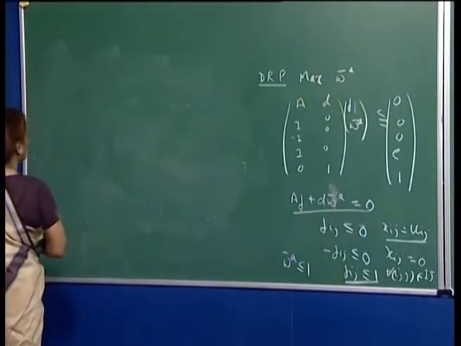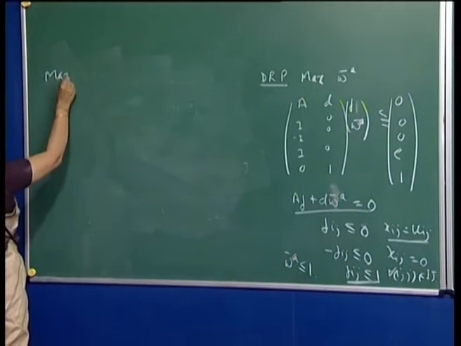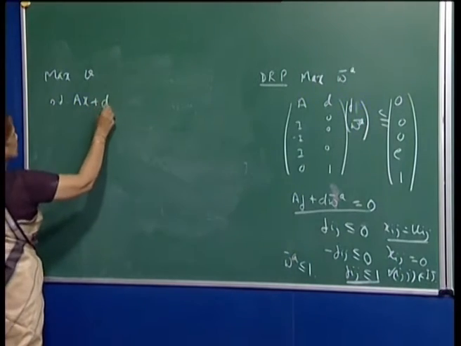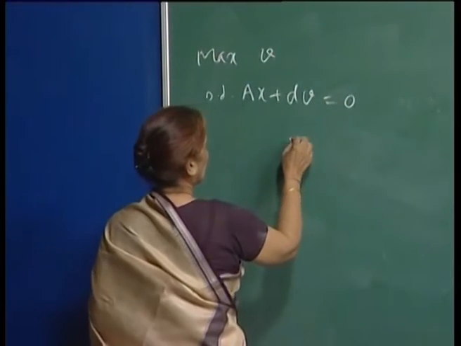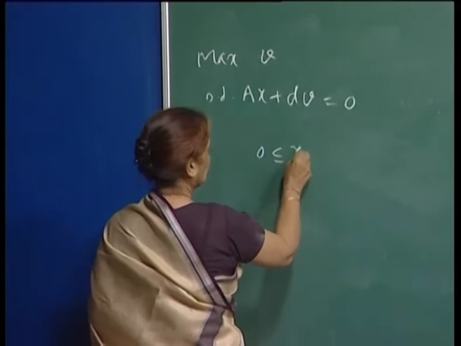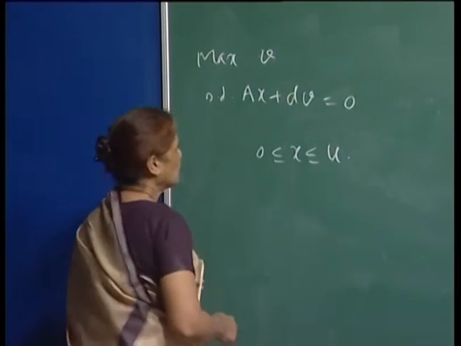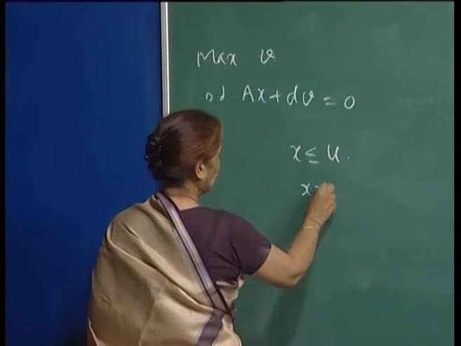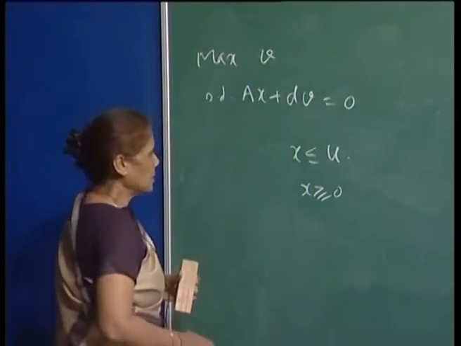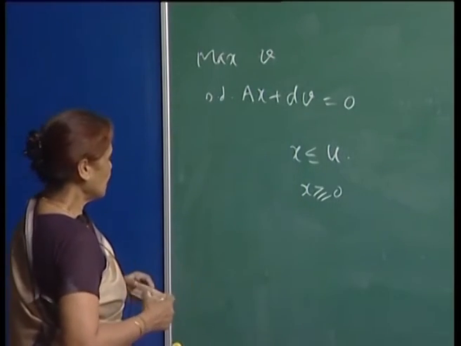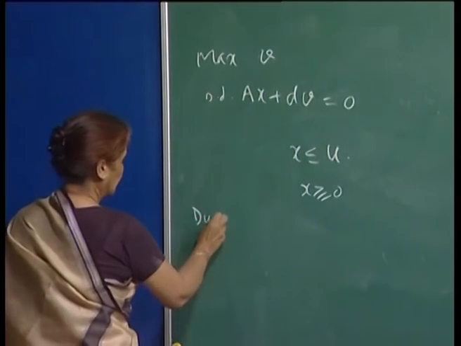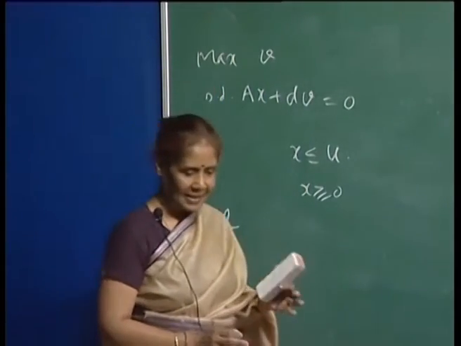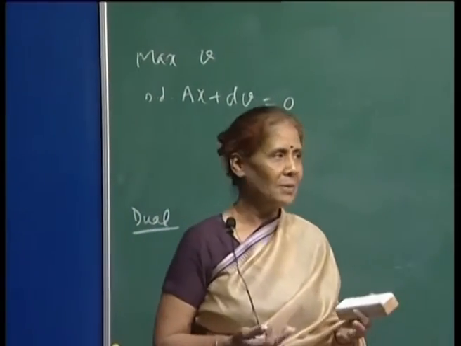Now, I will write the max problem again as max V subject to Ax plus dV equal to 0 and 0 less than or equal to x less than or equal to u. This we will now not treat explicitly, so I will come back to the usual thing. You can keep calling this the dual or the primal, it does not matter. As I told you, the dual of the dual is the primal, so it does not matter.